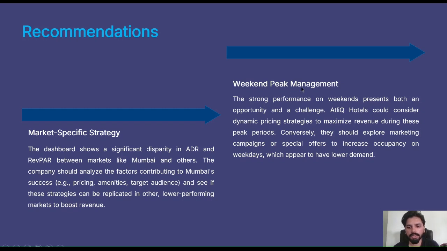And the second one is weekend peak management. Based on the analysis, we have seen that the weekend is having the higher booking of rooms. So this can be an opportunity and also a challenge. AtliQ should consider dynamic pricing strategies so that they can maximize revenue during these peak periods. Also, they should explore marketing strategies and try to attract more customers during the weekdays, which have a lower demand.